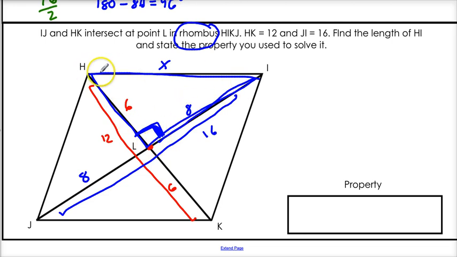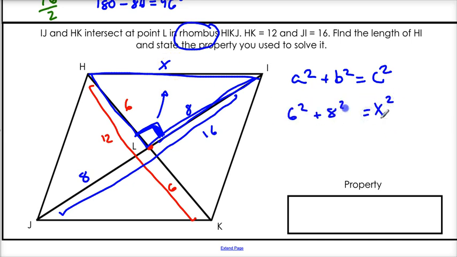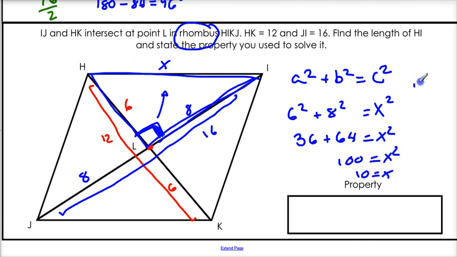We now have a right triangle right here. So to solve for x, all we have to do is use the Pythagorean Theorem. a squared plus b squared is equal to c squared. Opposite the 90 degrees is our c, so our c is going to be x. So 6 squared plus 8 squared is equal to x squared. 36 plus 64 is equal to x squared. 100 is equal to x squared, and 10 is equal to x. So HI is equal to 10. Just a little Pythagorean theorem.